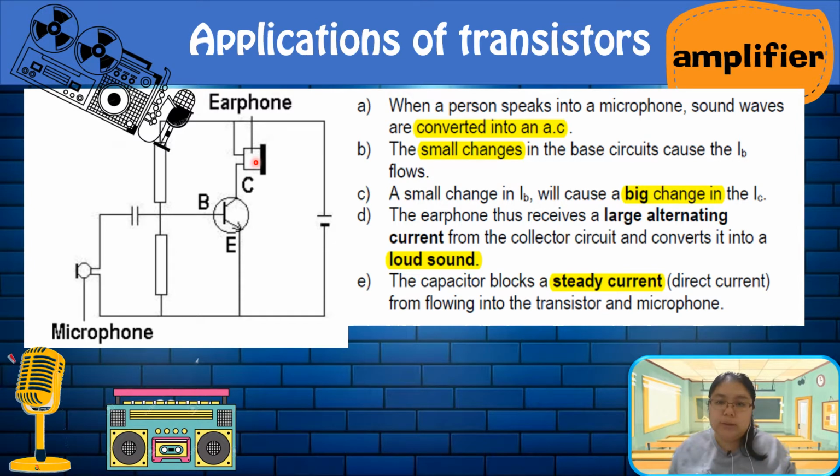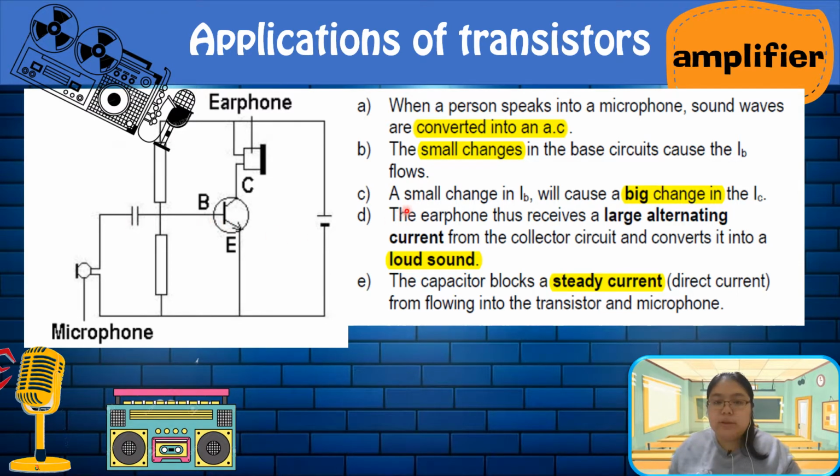Okay, let's see how the transistor functions. First, when the person starts to speak through the microphone, the sound wave is converted to alternating current. The small changes in the base circuit cause the base current to flow. When it is converted to alternating current, it means the base current starts to flow in the base circuit. After that, it goes through the transistor.